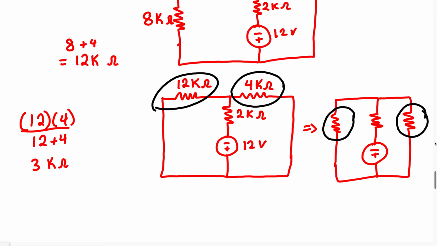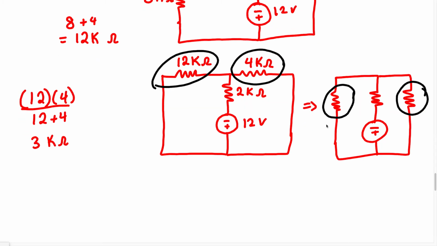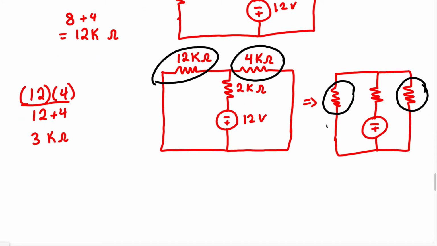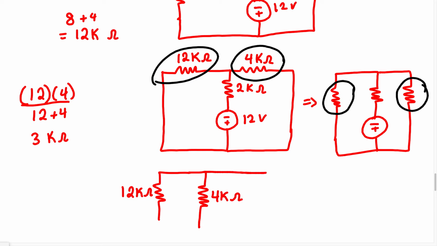So if you don't know, you can actually redraw this. Let me just redraw it for you. We could have redrawn this to look like this. We could have said this is where the 12K resistor is. Then we're going to move the 4K over to this side as well. We can say, okay, this is the 4K. And we're going to have this branch right here that's going to have a 2K resistor and the voltage source.